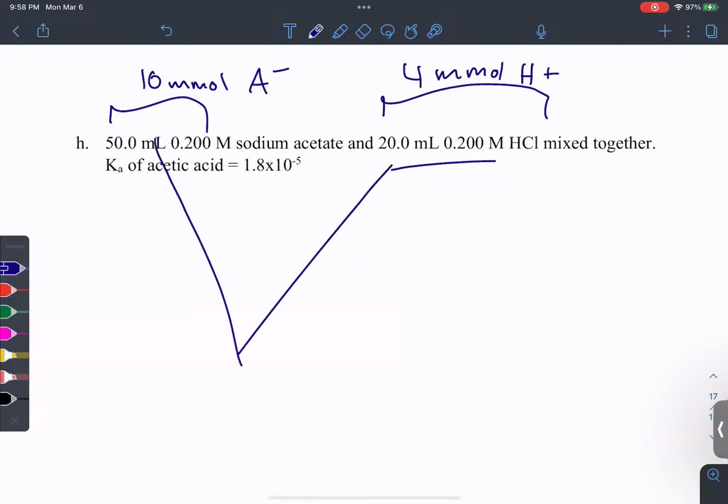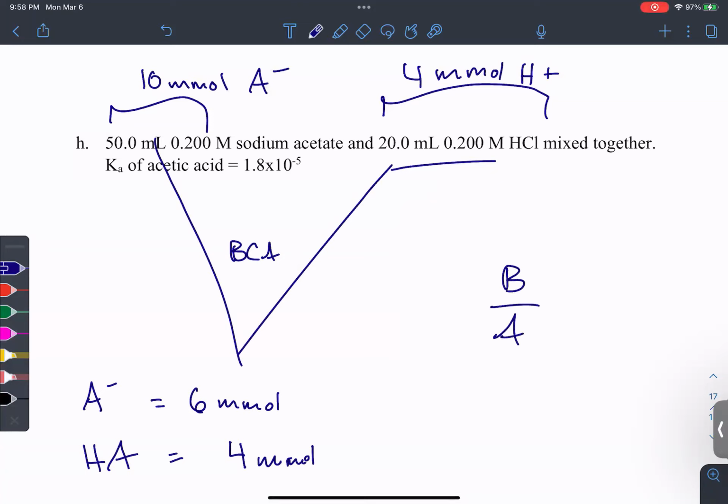Okay, so in this example, what's limiting? The acid. So after your BCA table, how much A minus do you have left? 6 millimoles. How much HA did you make from the neutralization? 4. So these are the numbers that go into your Henderson-Hasselbalch equation. Your base to acid ratio, because the pKa of acetic acid is 4.74, is 6 over 4 or 4 over 6? 6 over 4, yes. It is not 10 over 4 because a neutralization reaction is happening.